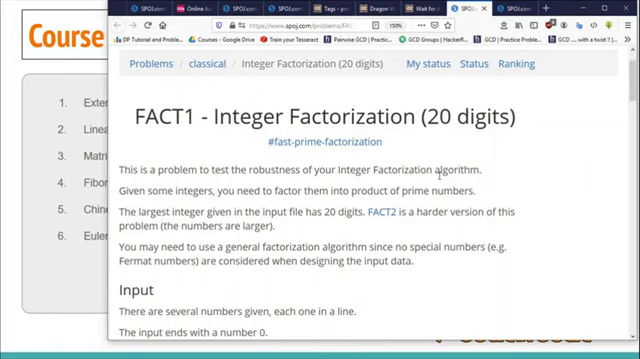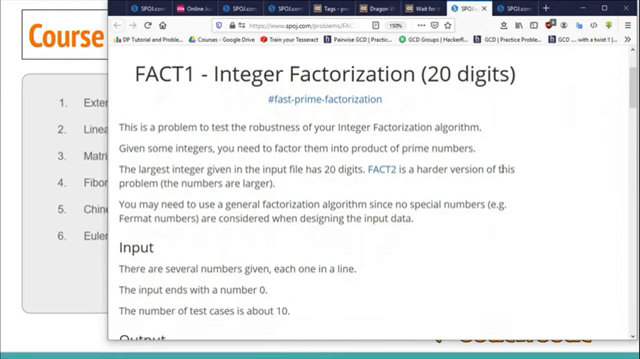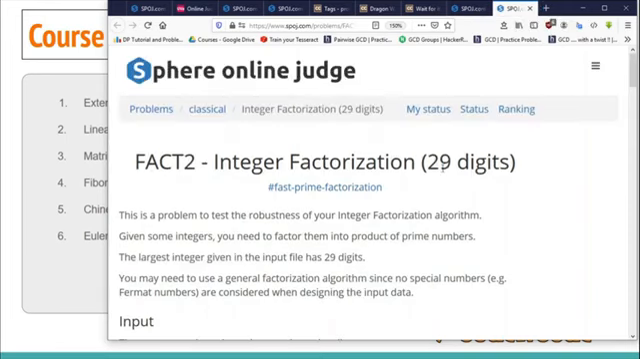Now if you take the square root of it, it is 10 to the power 10. So if we use the traditional method to factorize the numbers, then we have to run a loop till 10 to the power 10, which would of course result in TLE. So we can't solve this problem using the traditional method. So we have to study Pollard rho algorithm and Pollard p minus 1 algorithm to factorize the numbers.